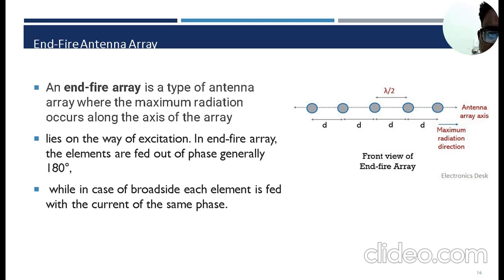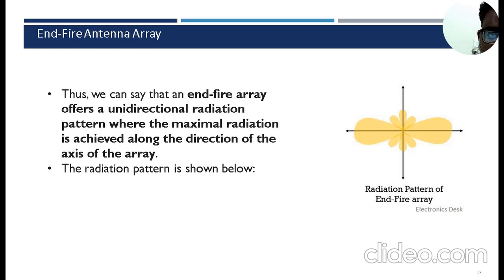The end-fire array is a type of antenna in which maximum radiation is focused along the axis of the array. So maximum radiation occurs at the axis of the antennas. It lies on the way of excitation at a phase shift of 180 degrees out of phase, while in the case of broadside, elements are fed with current of the same phase. The end-fire array offers unidirectional radiation where maximum radiation is achieved along the direction of the axis of the antenna. This radiation pattern shows maximum radiation at the axis of the antenna.